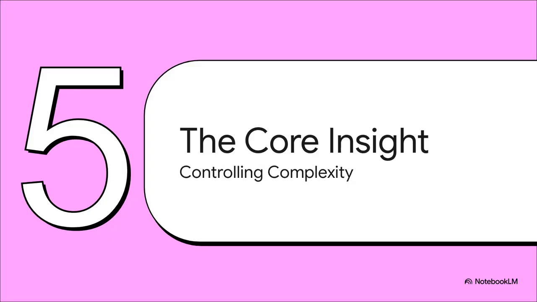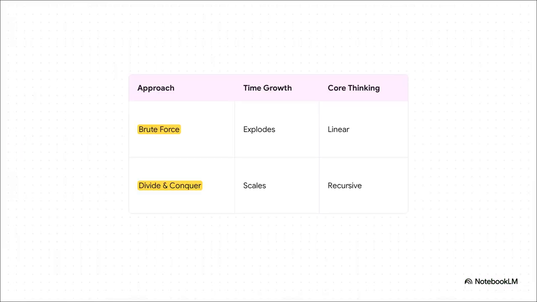So let's zoom out and pull this all together. When you step back and look at the big picture, what's the fundamental idea we should really take away from all this? This table really says it all, doesn't it? The brute force approach thinks in a straight line, and its performance just breaks down as problems get bigger. Divide and conquer, on the other hand, thinks recursively, and its performance scales beautifully. It's a fundamental shift from tackling a problem head-on to strategically deconstructing it first.